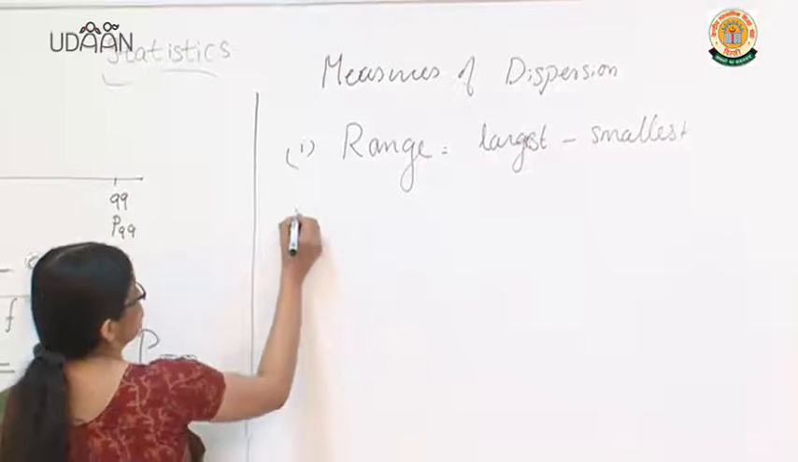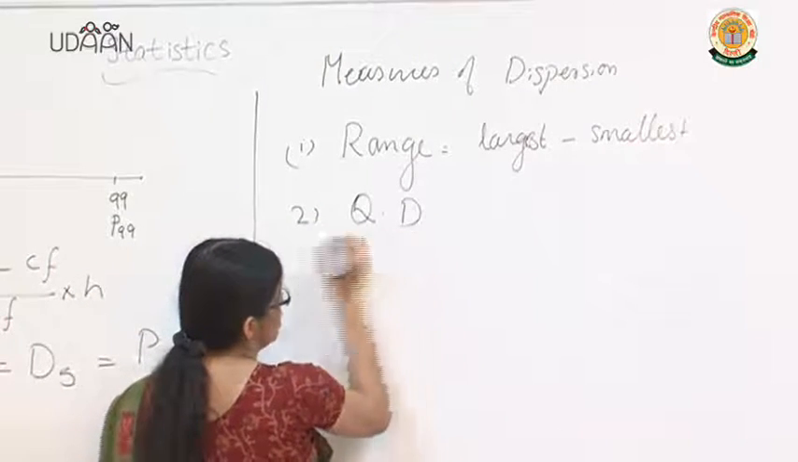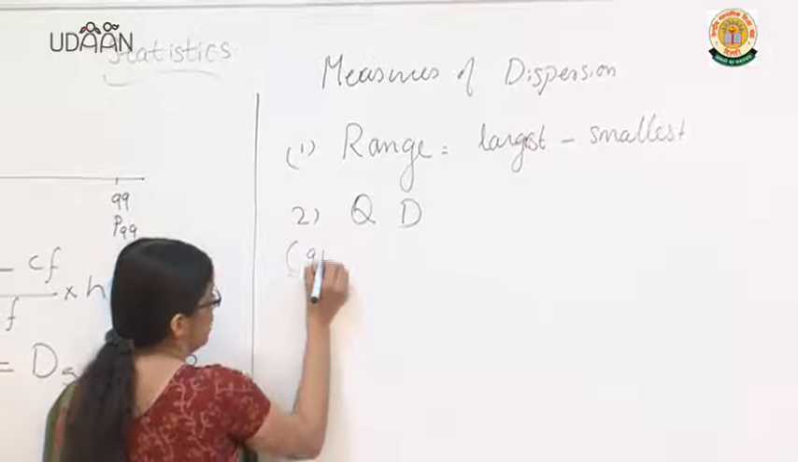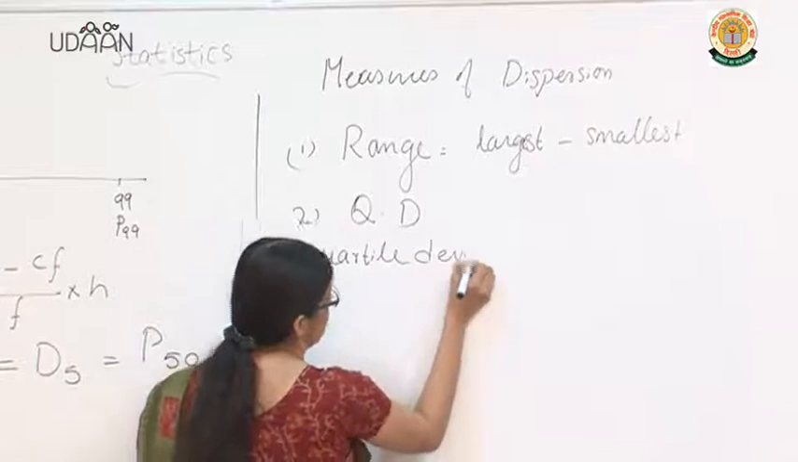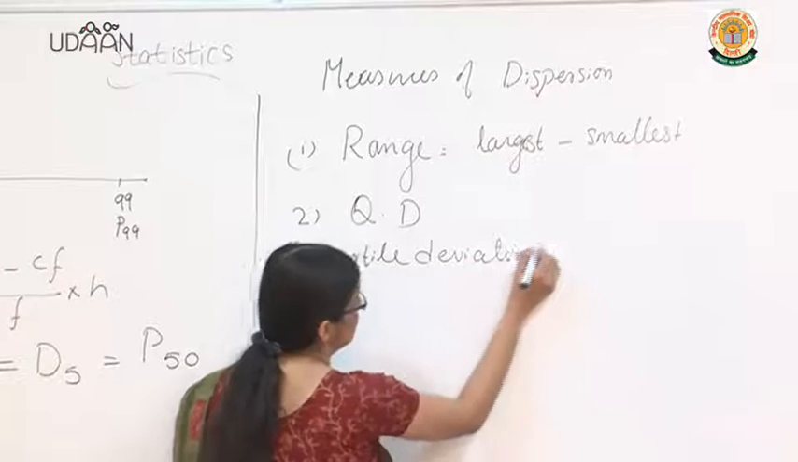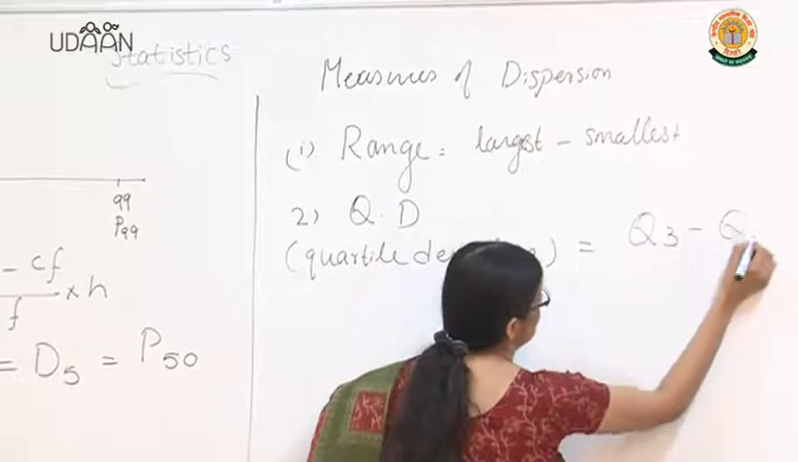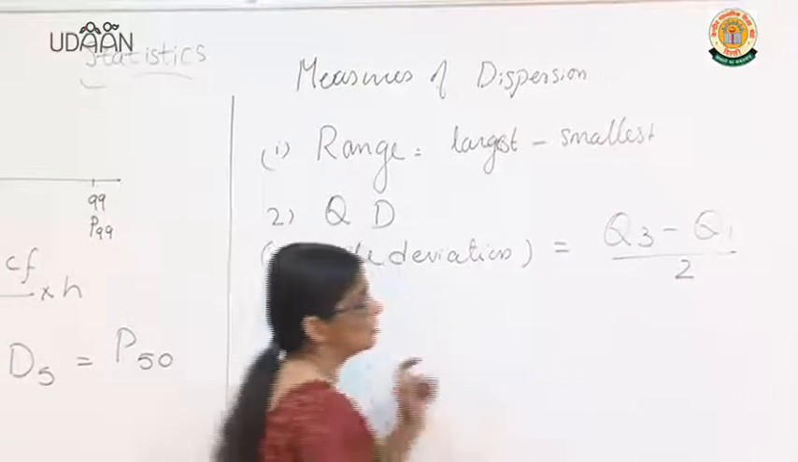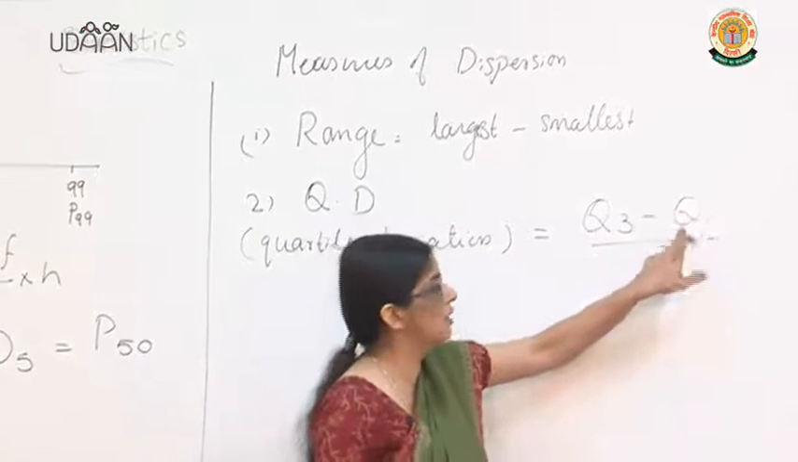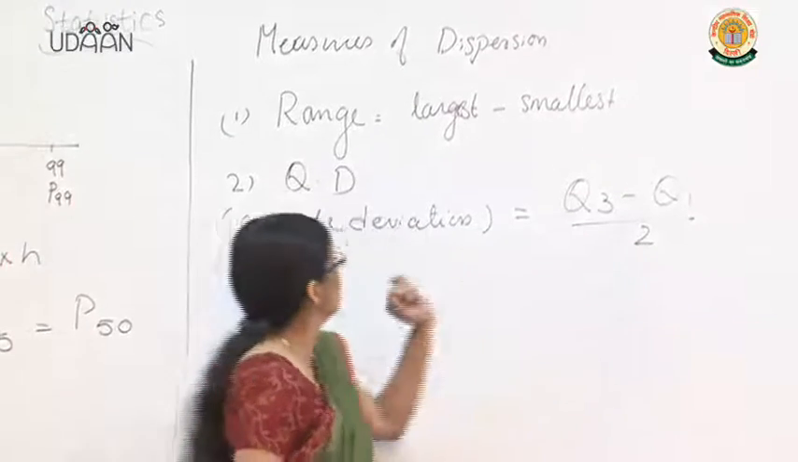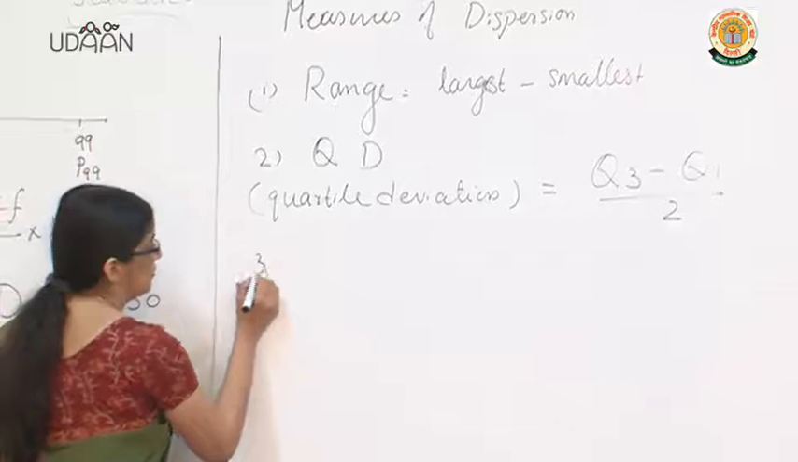The next average which comes under this topic is quartile deviation. Generally we denote it by QD. I will write the full form, quartile deviation. Quartile deviation is defined as Q3 minus Q1 divided by 2. Tell me, what is Q3? Q3 is the third quartile, Q1 the first quartile, their difference divided by 2 gives you quartile deviation, and the next two you have already done.